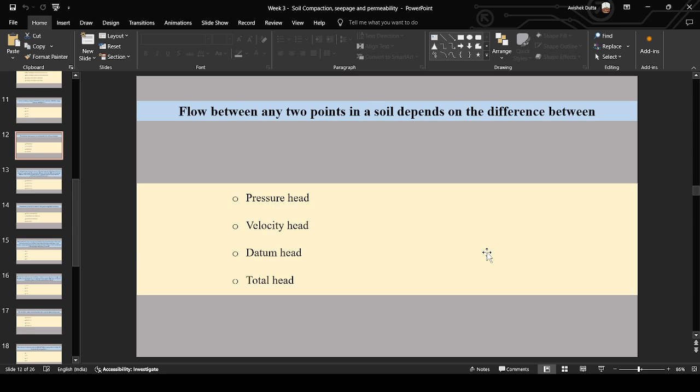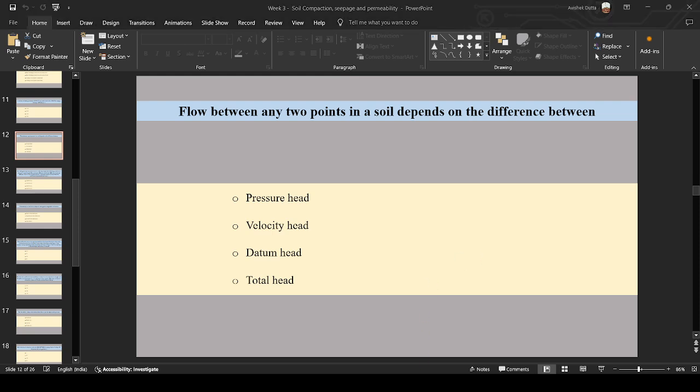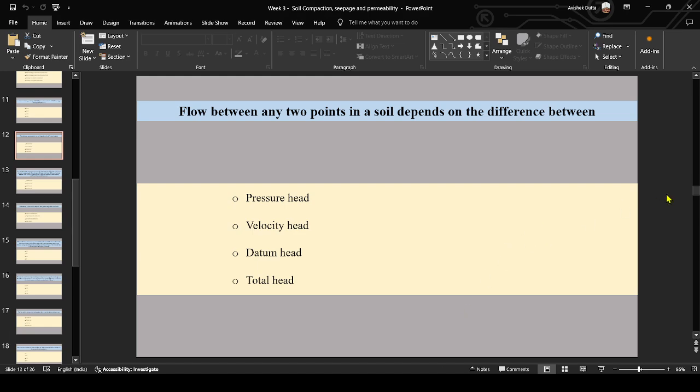Flow between any two points in a soil depends on the difference between. The options are pressure head, velocity head, datum head, or total head.